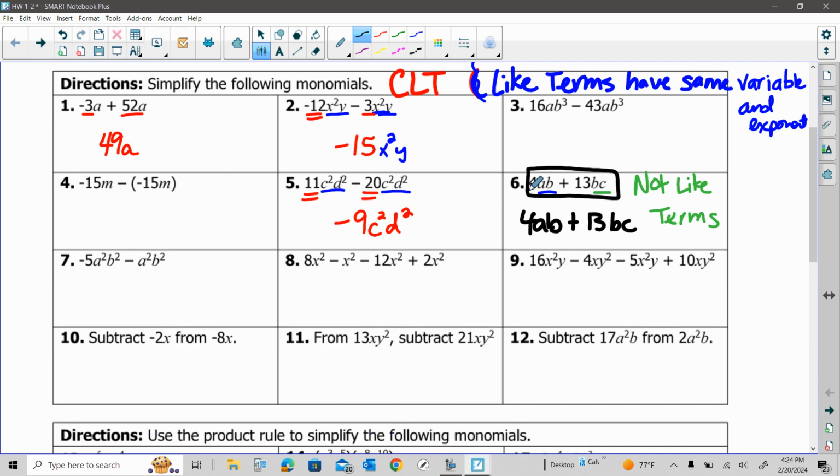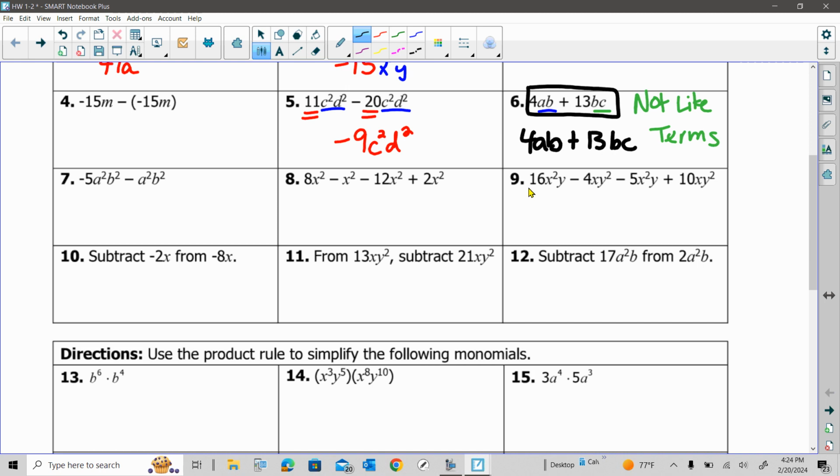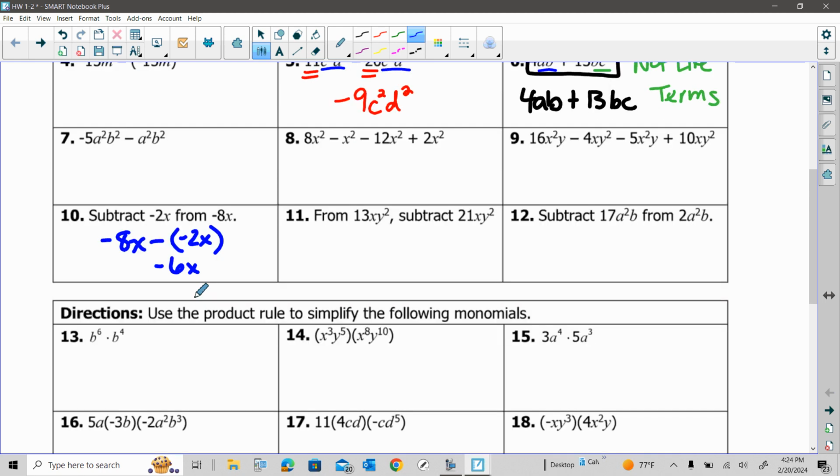So when you get to this bottom, just make sure you pay attention to the order. It says subtract a -2 from a -8. So I said -8, -2x. So we have a -8x minus a -2x. Okay, make sure you're writing it like you're reading it. This would actually come out to be -6x. Okay, and so that's the first half.